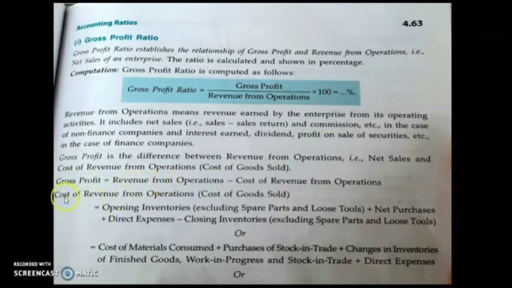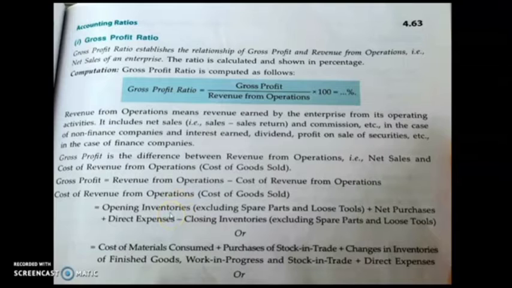So as a revision, let me tell you the formula to be used for cost of revenue from operation. You have to exclude spare parts and loose tools while calculating cost of revenue from operation for gross profit ratio. So it is opening inventory plus net purchase plus direct expenses minus closing inventories. Even in opening inventory and closing inventory, you have to exclude spare parts and loose tools. So this is the formula related to cost of revenue from operation.